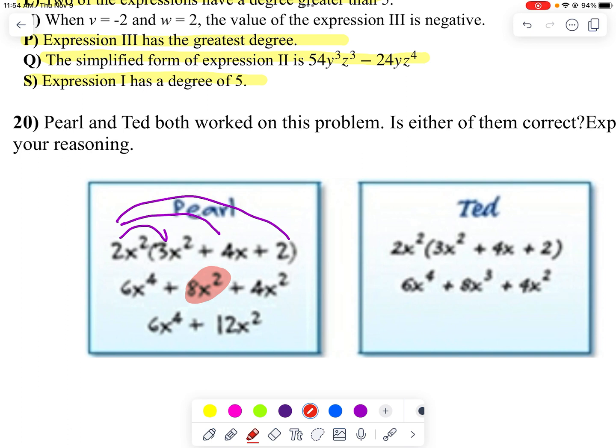Let's check out Ted. So if we distribute for Ted, and notice the first term is okay because that's 6x to the 4th. Now let's check if the second term, 2 times 4 is 8, x squared times x, there's our x cubed. 2 times 2 is 4, tack on the x squared. So Ted is correct. And there's that one.